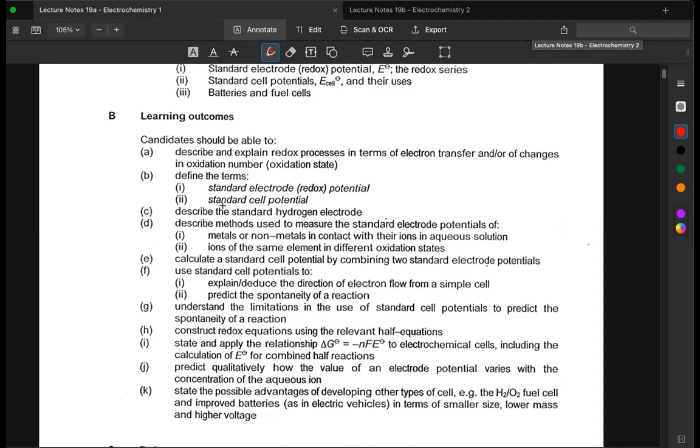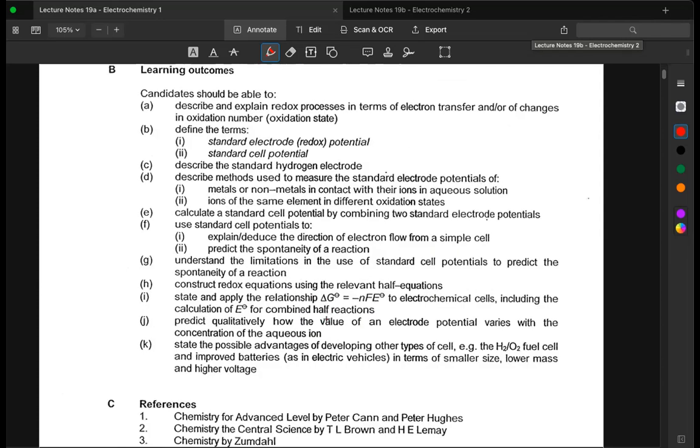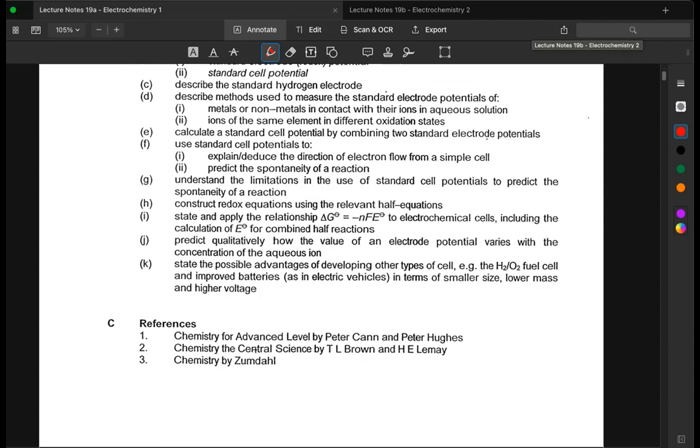Okay. The focus will be more on understanding how electrochemical cells work, how to do the relevant calculations with regard to standard electrode potential, understanding the limitations, using Faraday's law to calculate, and the relationship of Gibbs free energy to Faraday's law and standard electrode potential. All right. And look at some of the possible advantages in developing other types of cells. So here are the references if you want to refer to.